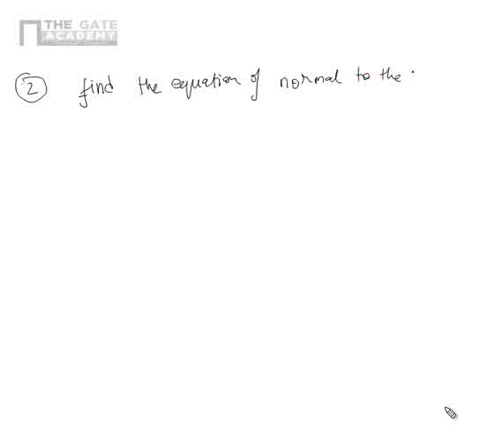Okay, let us solve one more problem. Here it is a little bit different one than the previous. The function is similar. Find the equation of normal to the tangent for the curve y is equal to x plus 2 by x at 1 comma 3.